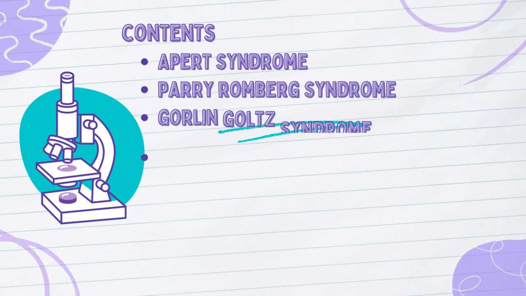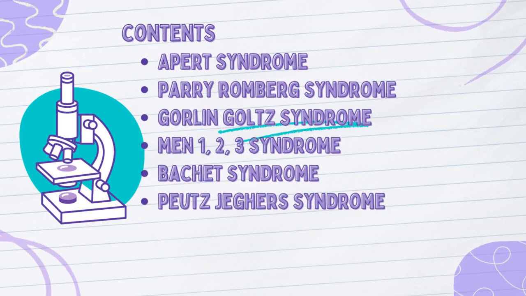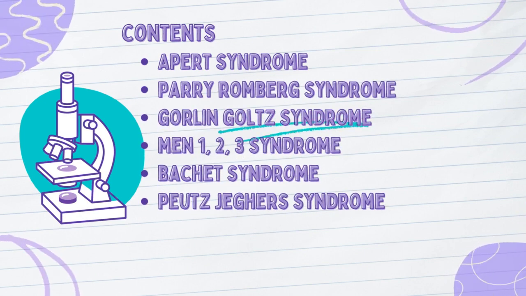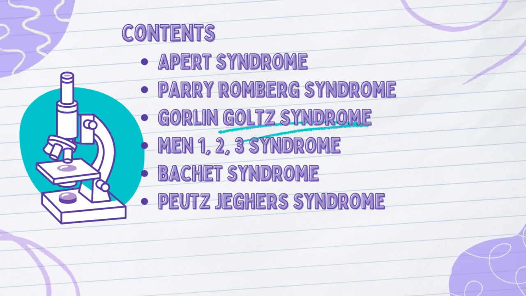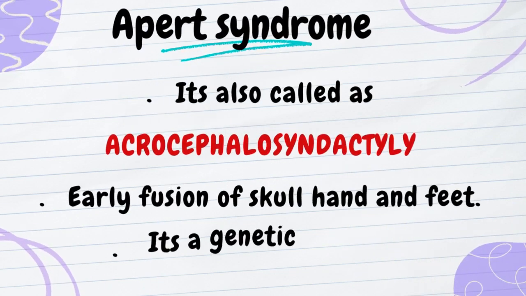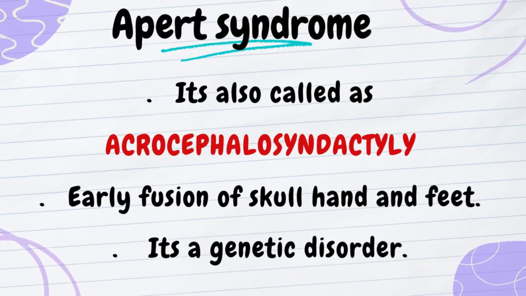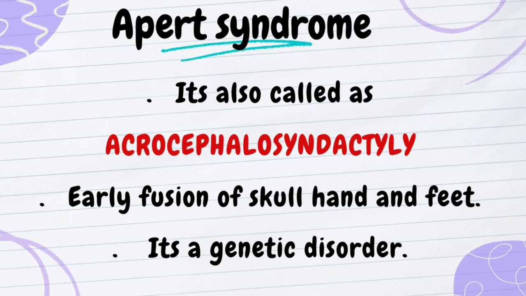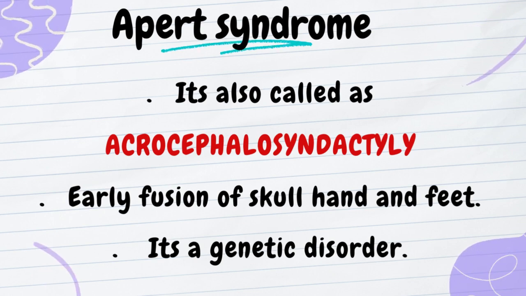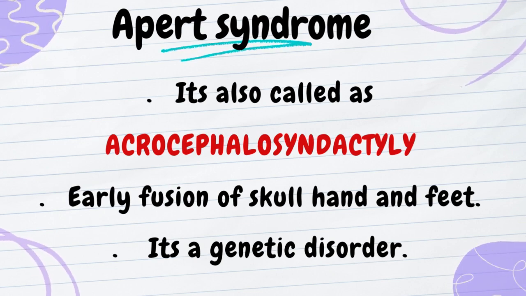Today we will learn about Apert syndrome, Parry-Romberg syndrome, Gorlin-Goltz syndrome, MEN 1, MEN 2, MEN 3 syndrome, Beckwith syndrome, and Peutz-Jeghers syndrome. Now, what is Apert syndrome? It is also called acrocephalosyndactyly. Due to this, early fusion of skull, hand, and feet occurs, and it is a genetic disorder.